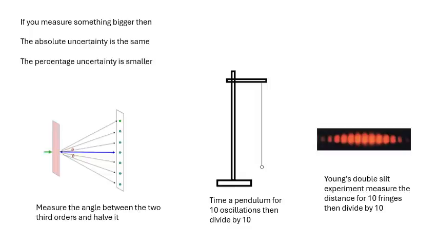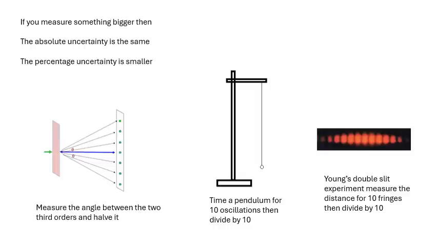A few more notes about uncertainty. If you measure something bigger, then the absolute uncertainty is the same. You know, if you measure something small, like let's say you're timing 5 seconds and then you're timing 100 seconds, the absolute uncertainty is the same, but the percentage uncertainty is smaller. So it's always a good idea to make whatever you're measuring bigger.